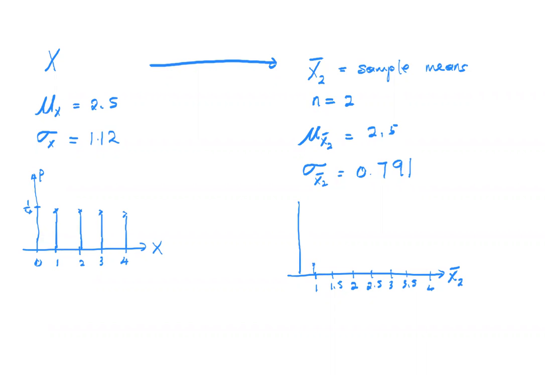1.5 is 2/16, okay, 2/16. 2 is 3/16, correct? 2.5 is 4/16. And 3, right? So what is the shape of the distribution of X compared to the distribution of sample mean? This is symmetrical.